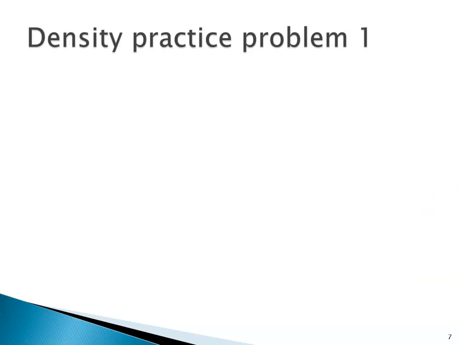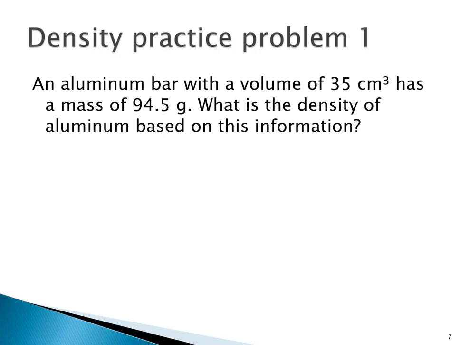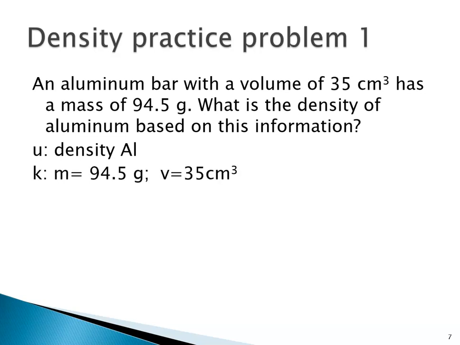All right, so let's look at our first practice problem here. This is density practice problem 1. An aluminum bar with a volume of 35 centimeters cubed has a mass of 94.5 grams. What is the density of the aluminum based on this information? So the unknown here is the density of the aluminum. That's what we were asked to solve for. The mass and the volume are given, so we'll list those out and also their units.